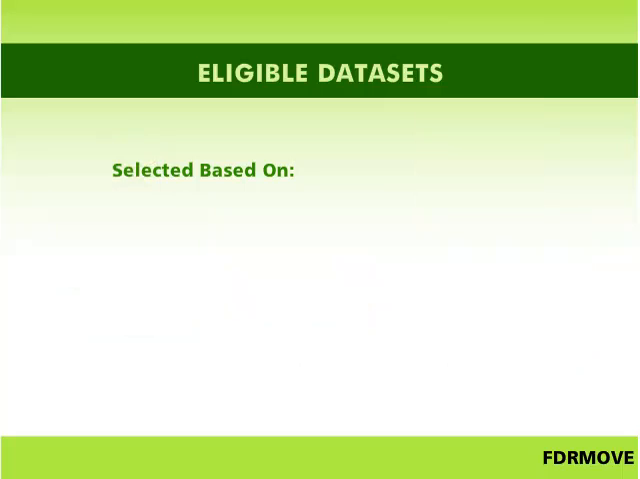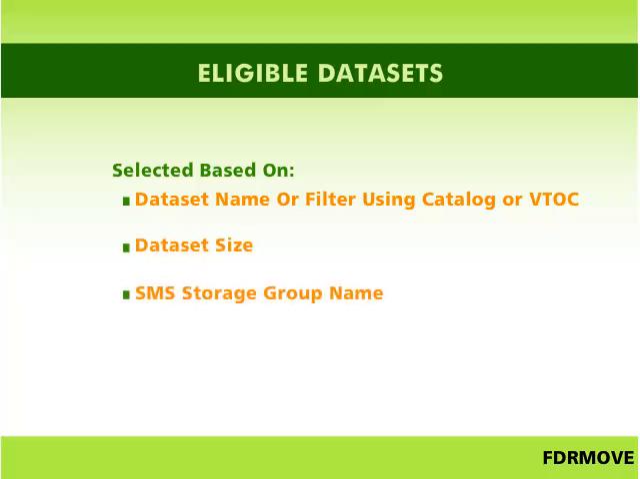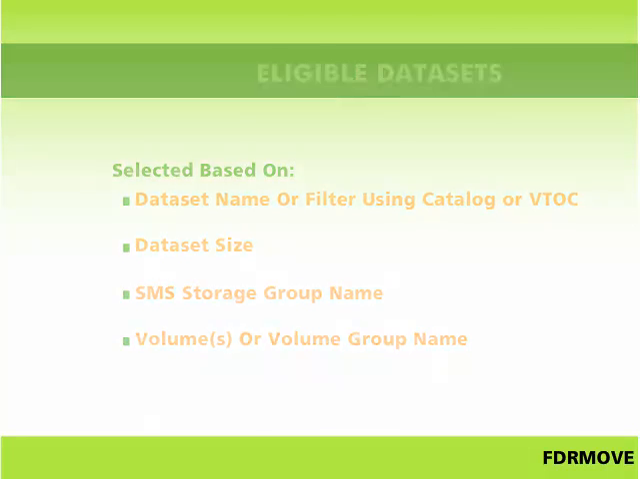Datasets are selected and moved based on fully qualified dataset names and name filtering, either using a catalog or VTOC search to create the list of datasets that will be moved. Datasets can also be moved based on their size, the storage group they are assigned to, or individual volumes or groups of similarly named disk volumes.